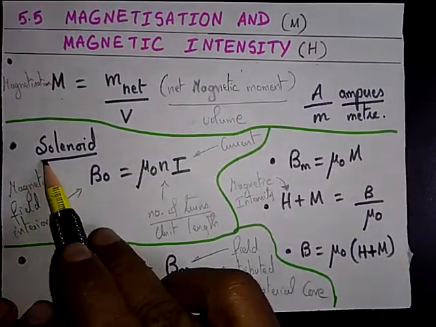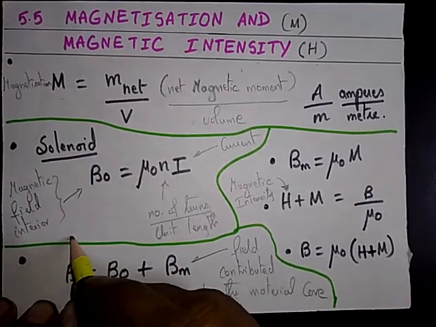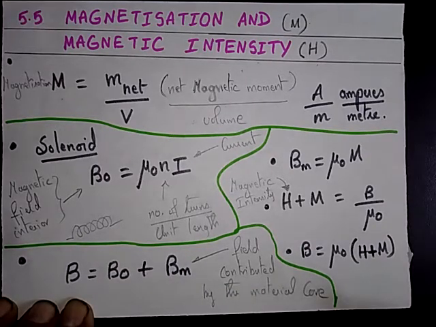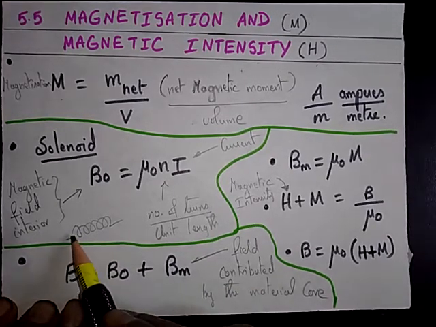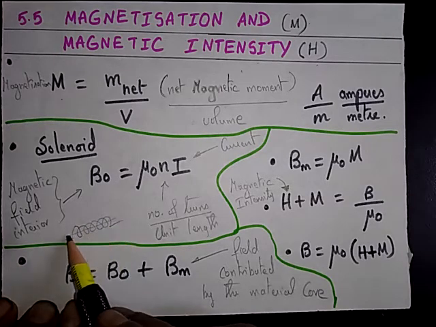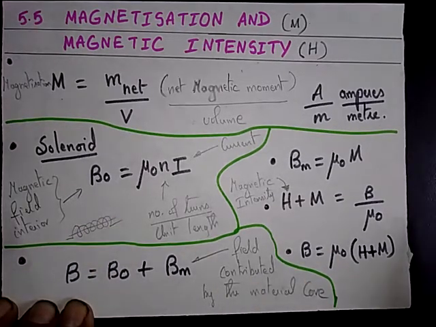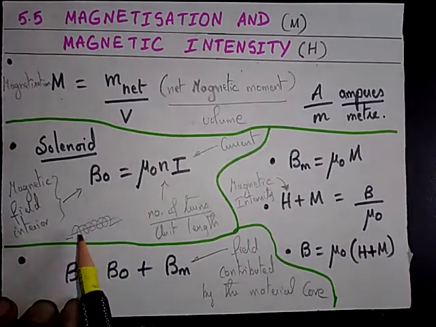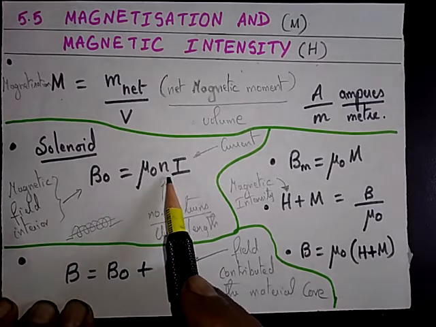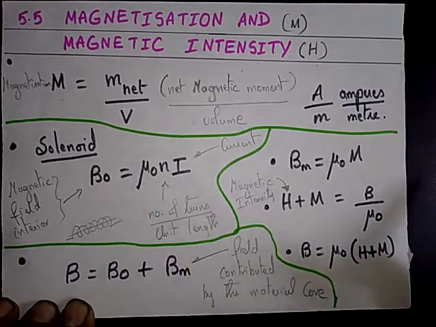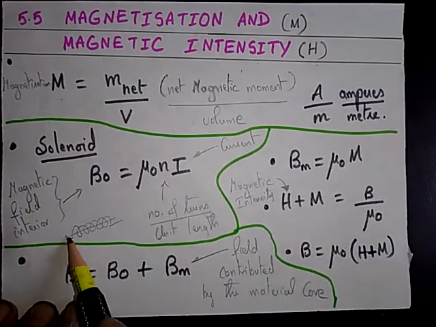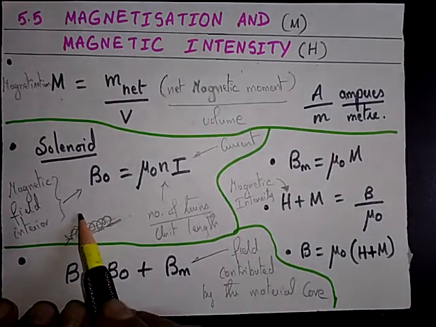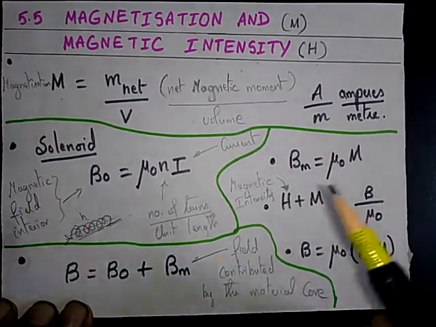Now we come to refer to a solenoid. So we have already seen a solenoid, a coil that can be viewed as a bar magnet, and 99% of the total flux density is in the middle of the coil. So magnetic field inside this coil is represented by B naught, which is equal to mu naught N i, where N is the number of turns per unit length and I is the current flowing through this coil.